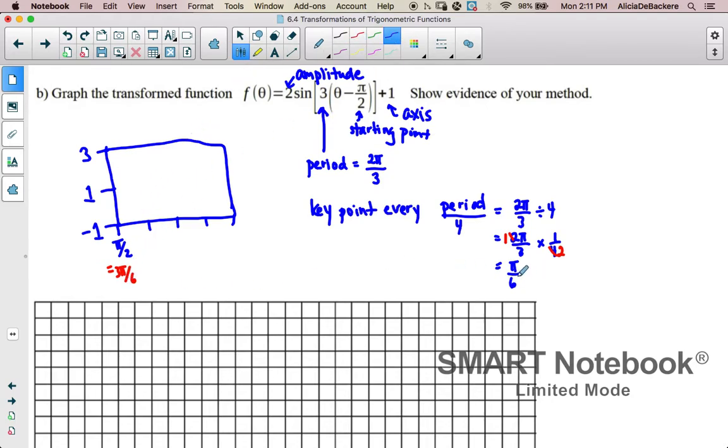All I'm going to do is keep adding one more pi by 6. So 3 pi by 6, 4 pi by 6. Then one more, 5 pi by 6. Then one more, 6 pi by 6. Then one more, 7 pi by 6.